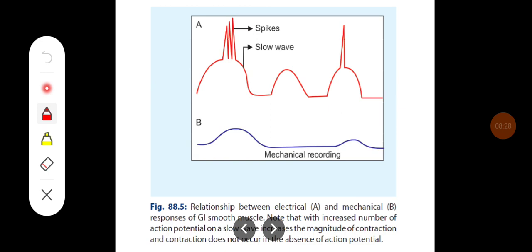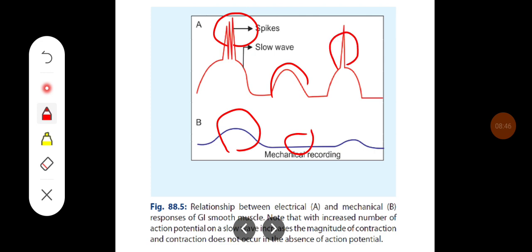So this diagram showing the electrical and mechanical responses of the GI tract, where the number of the spikes are more or action potentials are more, the amplitude of contraction increases. With only the slow wave, there is no contraction. With less number of spike potentials, there is a less amplitude of contraction.